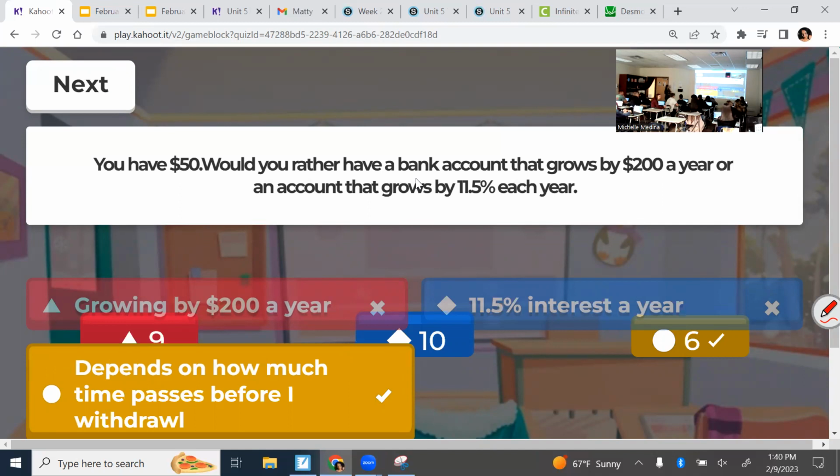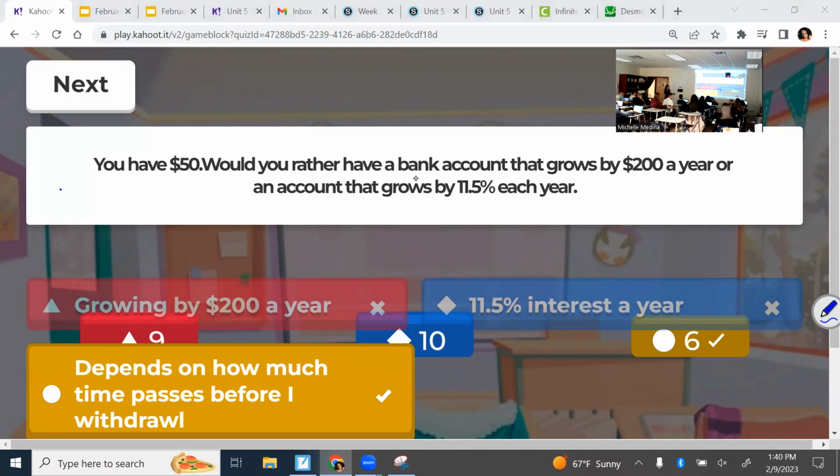It really just depends how much time passes. So even though you might have noticed some trends on the test or on your practice, you have to do the math to really know for sure. And even though I taught you that eventually the exponential will be worth more than the linear, it depends how much time passes. Because what if just 1 year passes? Which one would you rather have?